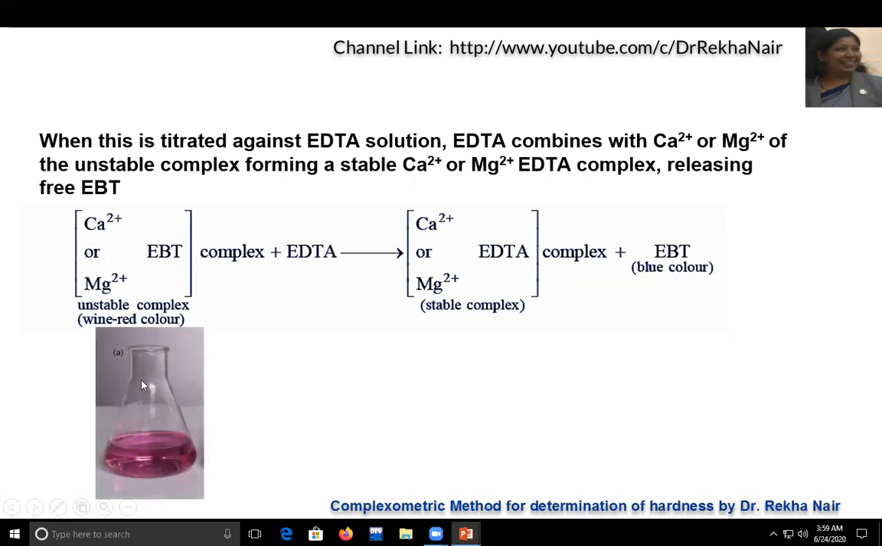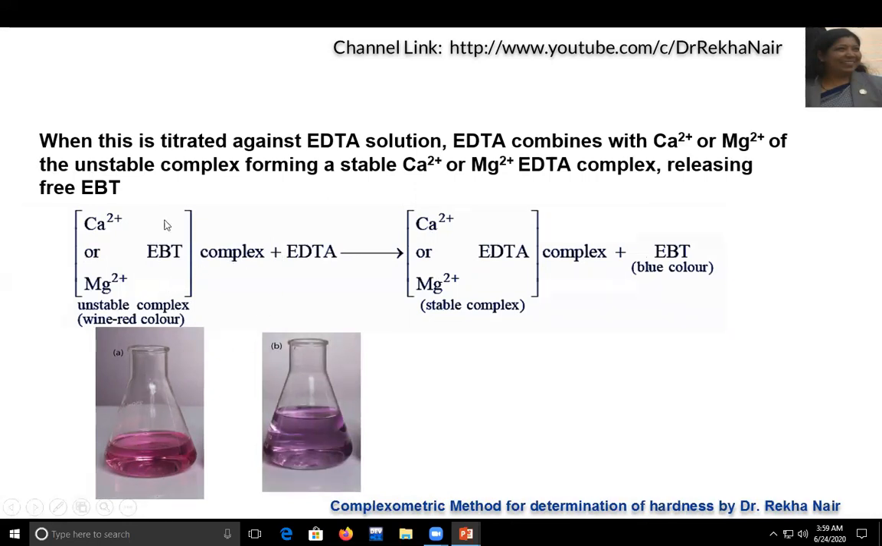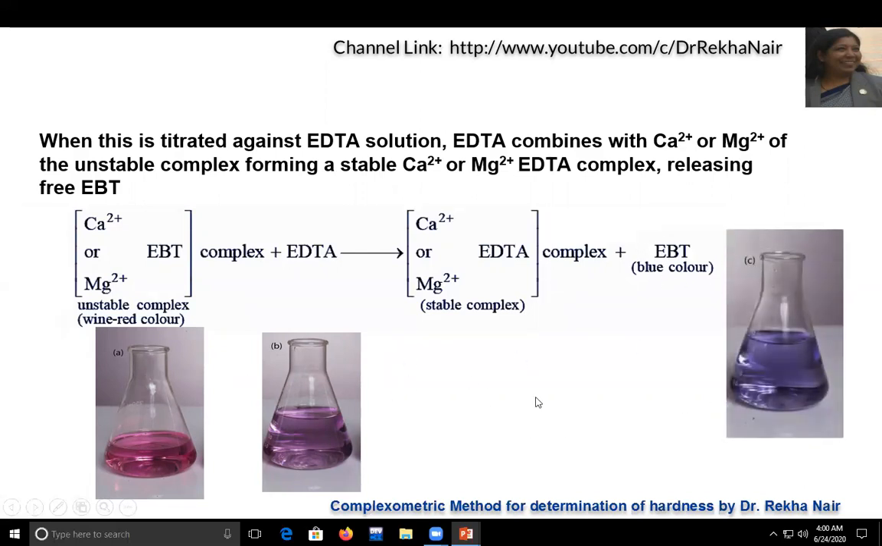At first, after adding EBT, the color will be wine red. When we start adding EDTA, the EBT will be replaced by EDTA and slowly there will be a color change because of the separation of EBT. And at the end point, this will be completely converted into blue color. That is, wine red to blue is nothing but the color change at the end point.